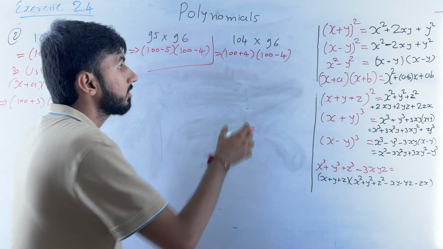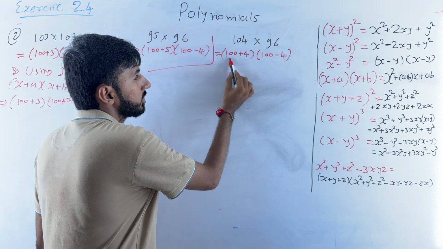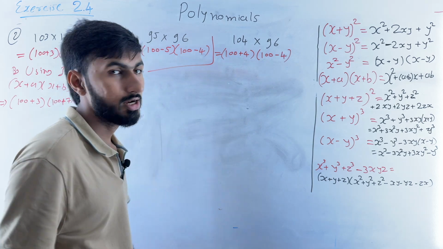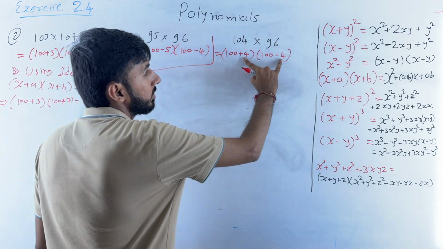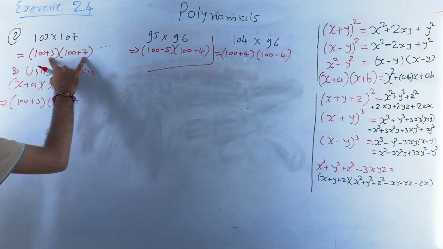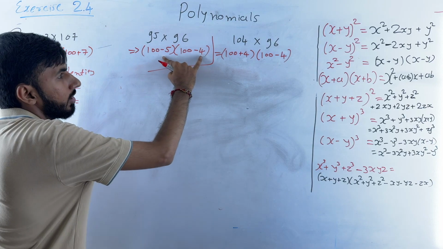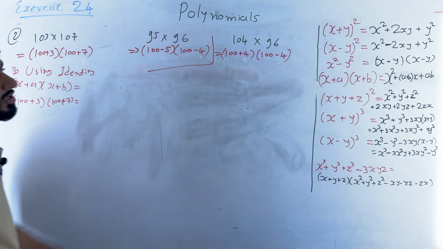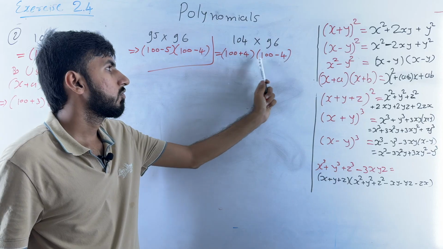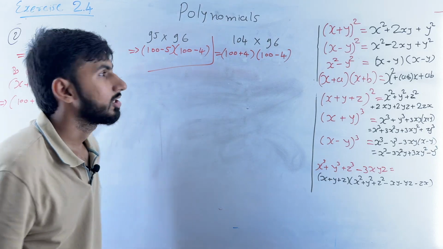So which identity will go with this question? You can use (x + y) multiply (x − y), right? Because the second term in both the brackets is the same. In these questions, the second terms are not the same: here I have 5, I have 4, here I have 3, I have 7, but in this question, I have 100 plus 4, 100 minus 4. So I can use (x + y) multiply (x − y).